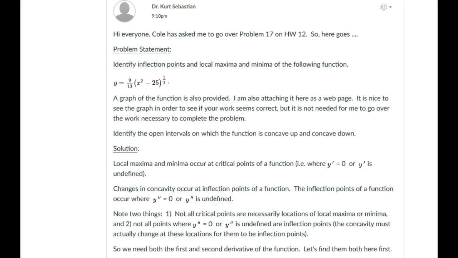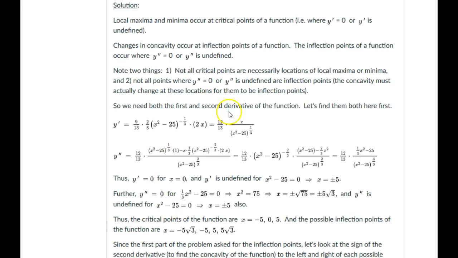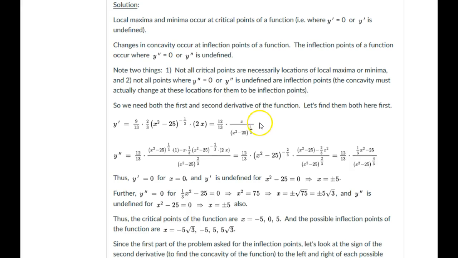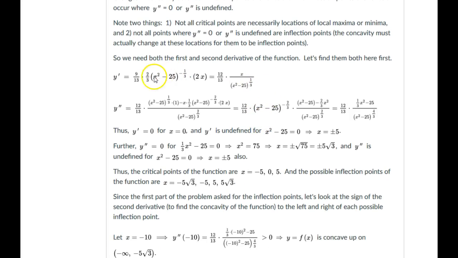Okay, so we have to look at those values. Note two things when you do this. One, not all critical points are necessarily locations of local maxima or minima. And two, not all points where the second derivative is 0 or undefined are inflection points. The concavity must actually change at those locations for them to be inflection points. So we need the first and second derivative, so let's go ahead and do those.